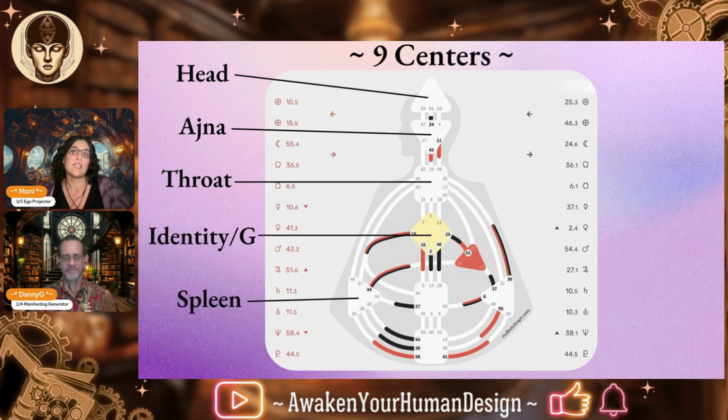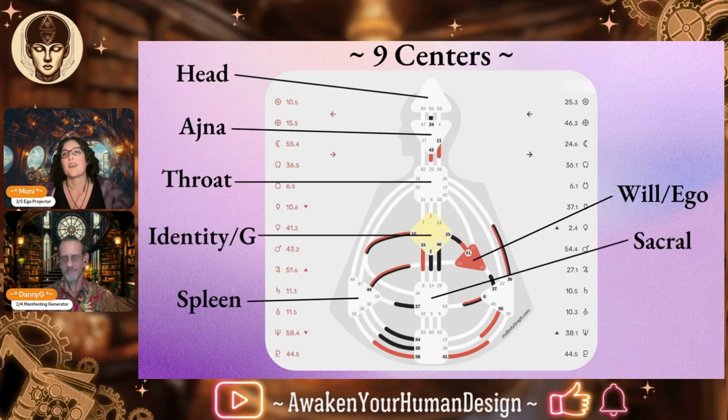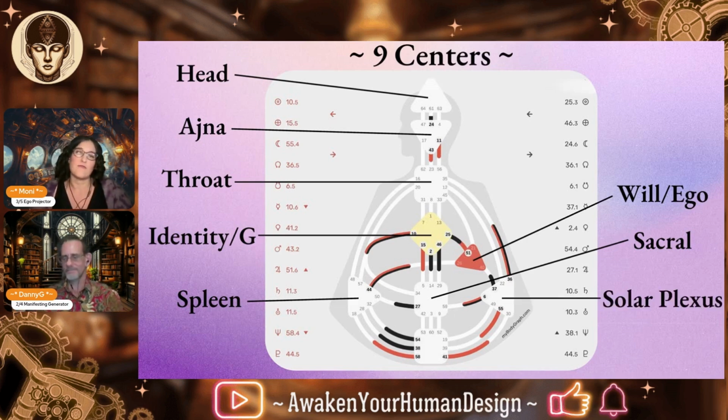Then we have the spleen, which is the white triangle on the left side. This is about health and wellness and timing. And then we have the will, also called the ego or the heart center. That's the red triangle, and that's about worth, the will and self-worth, and putting your heart into the world. Then we have the sacral, the white square towards the middle bottom, and that is life force creation. That is your generators and your manifesting generators. That's their energy.